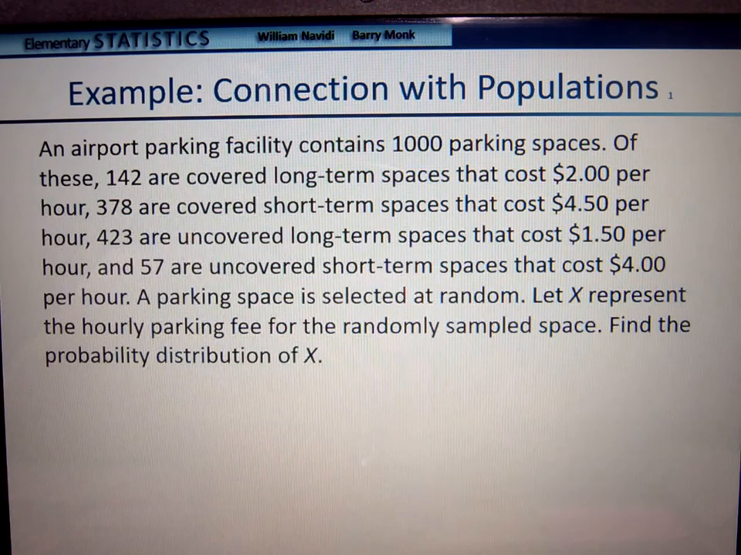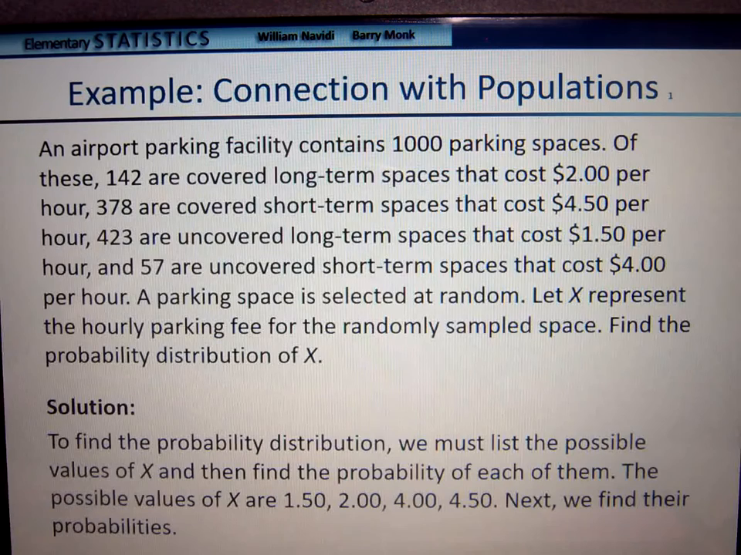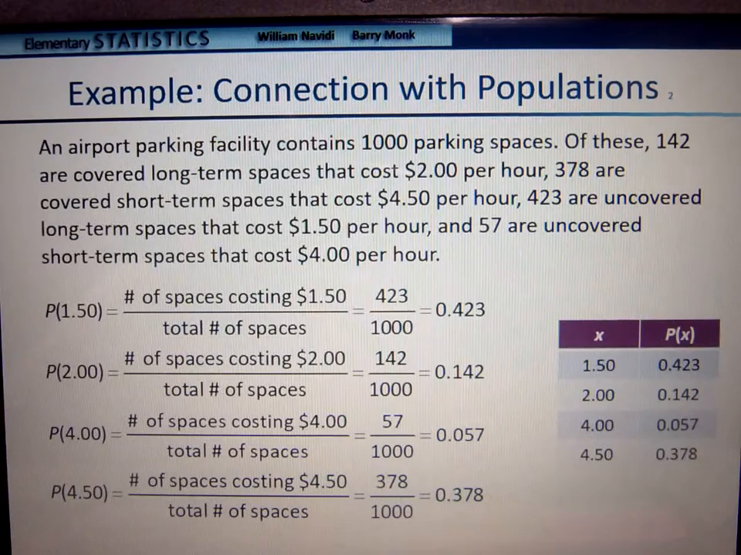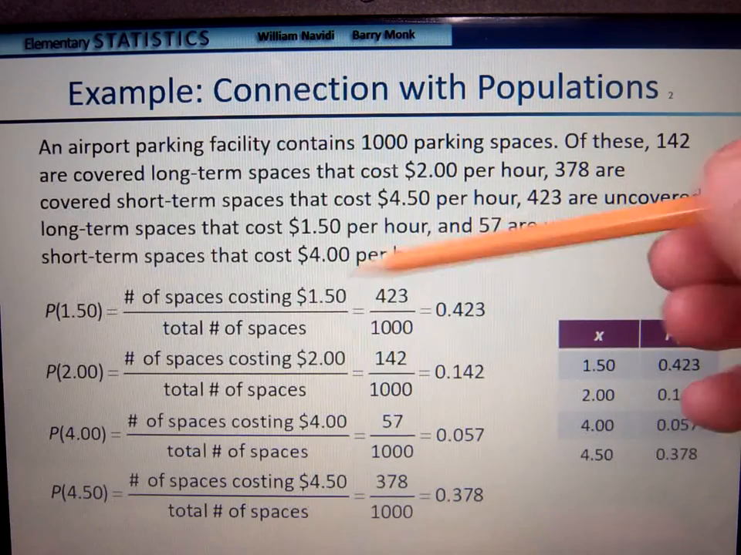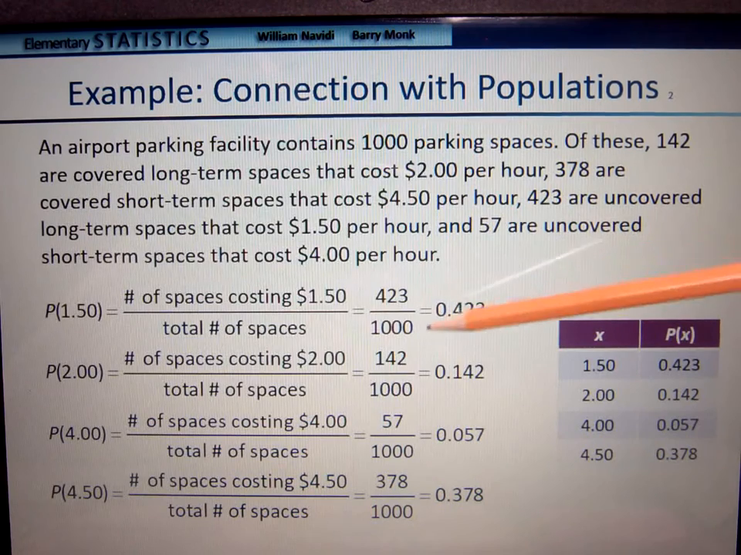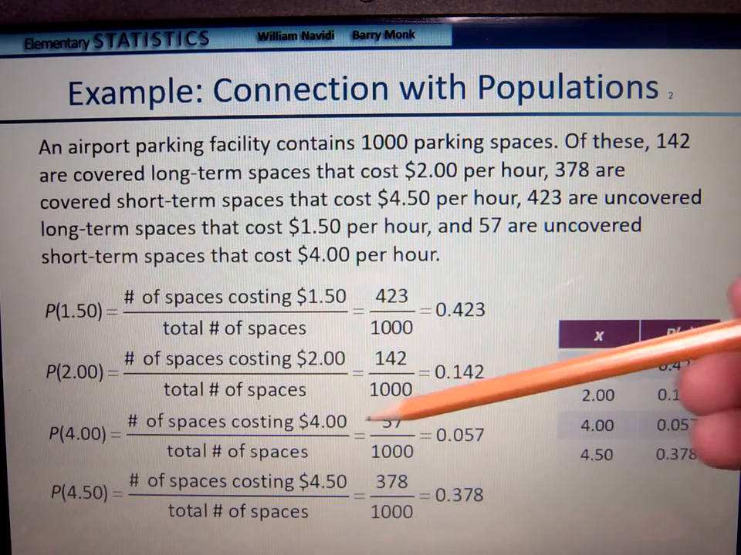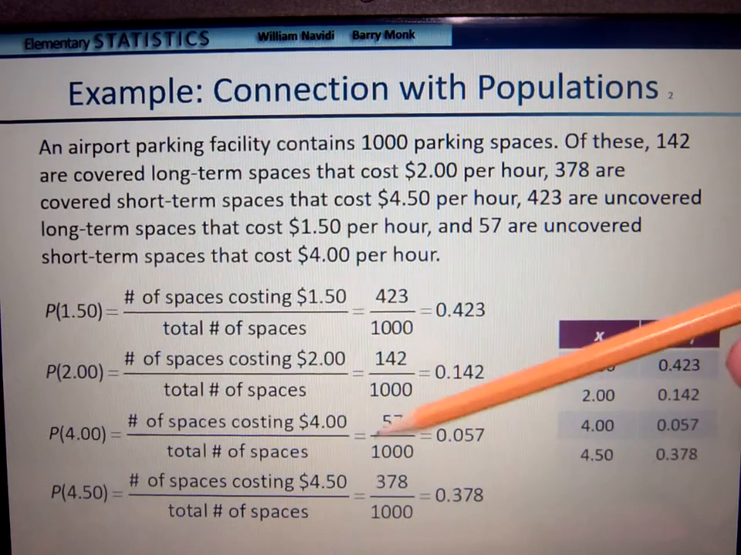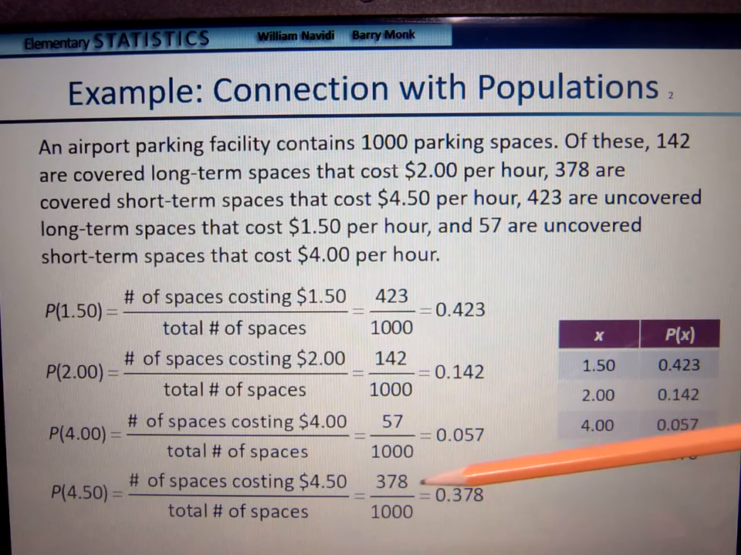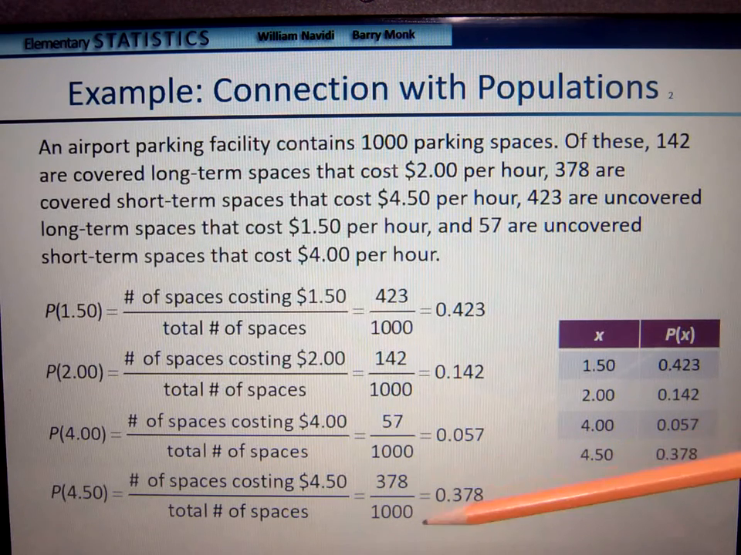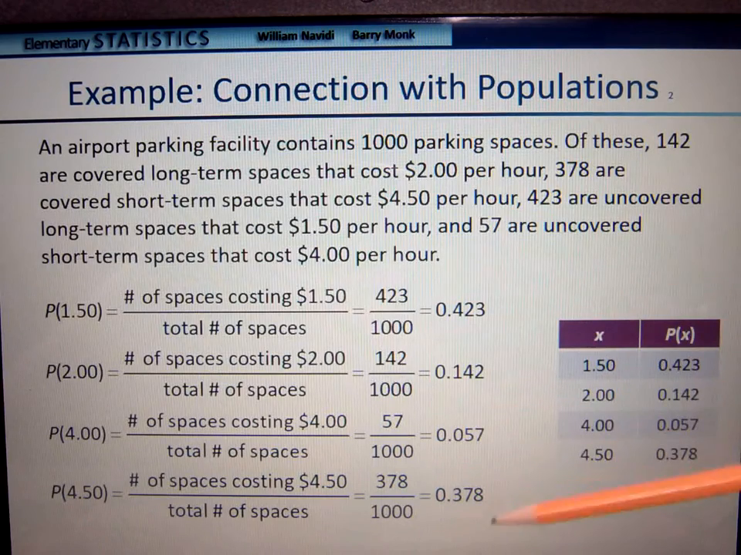So let's take a look. Now, for the probability distribution, we have to list the values of X and find the probabilities of each one of those. So we know we have 1.50, 2, 4, and 4.50. So let's look at those probabilities. The spaces costing $1.50 are 423 parking places over 1,000. Costing $2 is 142 over 1,000. Costing $4 is 57 over 1,000. And then finally, the number of spaces costing $4.50 would be 378 over 1,000. So these are your probabilities for each of your total outcomes.